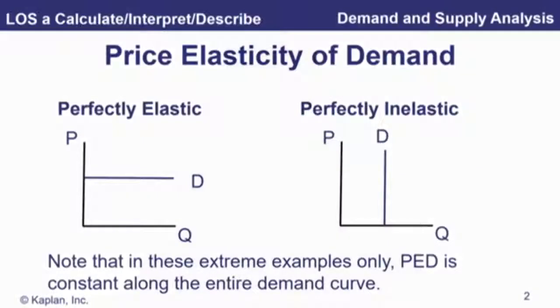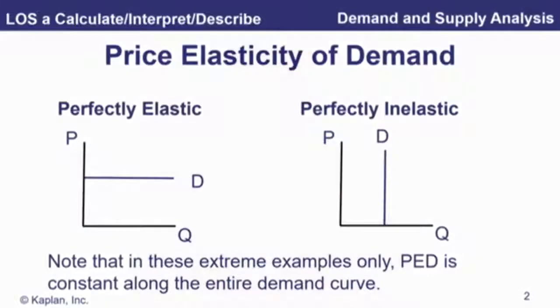But let's go to the right-hand side with perfectly inelastic. Here you have a vertical demand curve. The point being here, the same quantity is sold at every single price. So you can change the price to whatever you like, and the exact same quantity is sold. Very extreme, very unlikely. The classic example given is a life-saving drug.